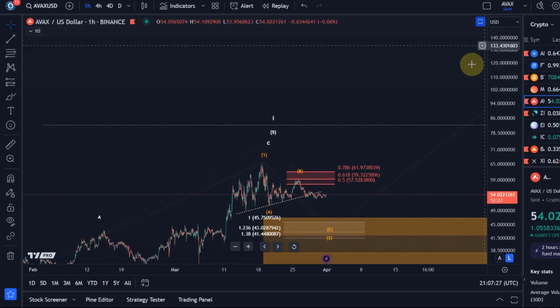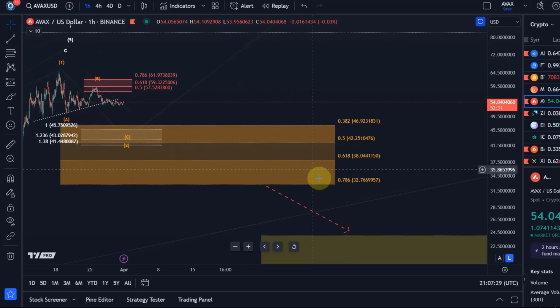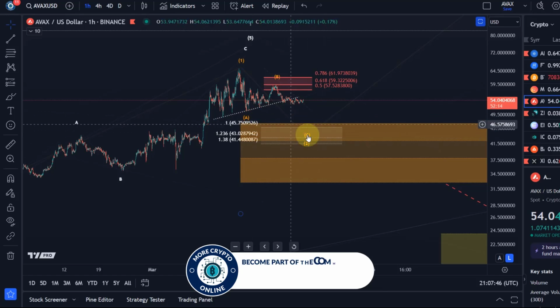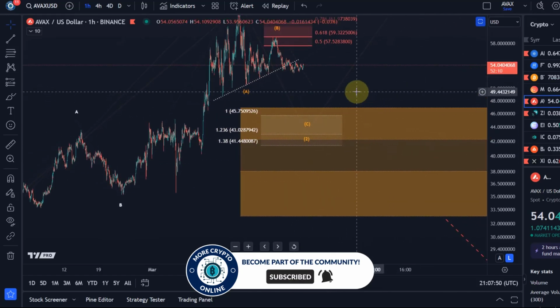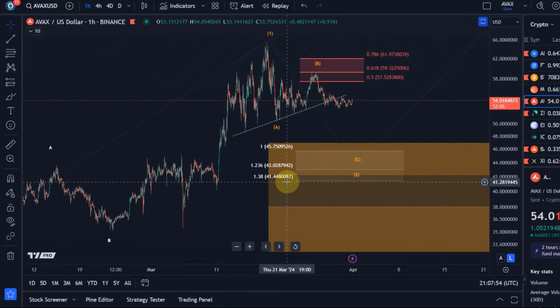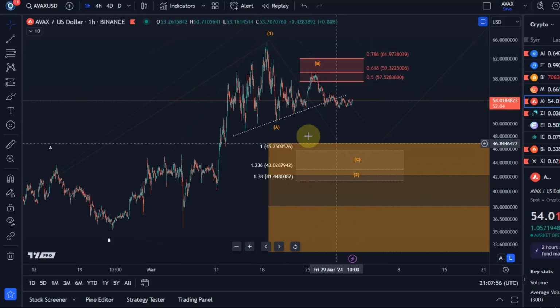If in any pullback this orange support area holds, we have support between $46.92 and $32.76, with additional support at $42.25 and $38. They are standard support levels, fib support, whereas we have lower degree targets pointing towards an additional area of interest between $45.75 and $41.44. Why are they relevant?